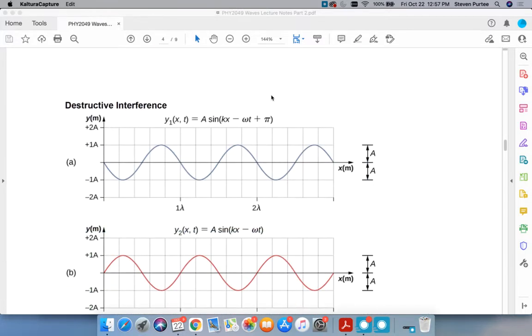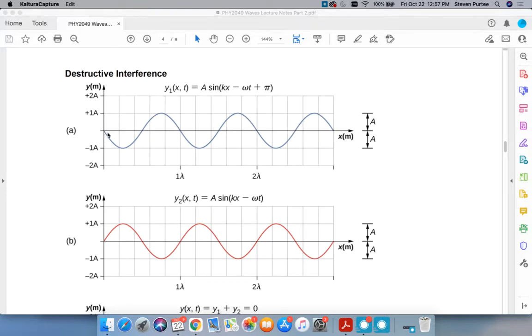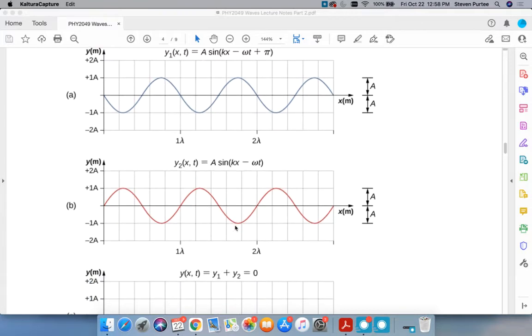Okay, well, what if we had this blue wave and this red wave at the same time, in the same physical space? Well, at this spot right here, this guy says, I want to be at 1. This guy says, at the same spot and the same time, I want to be at -1. Those would add together to 0.